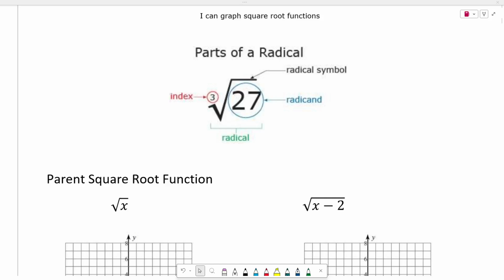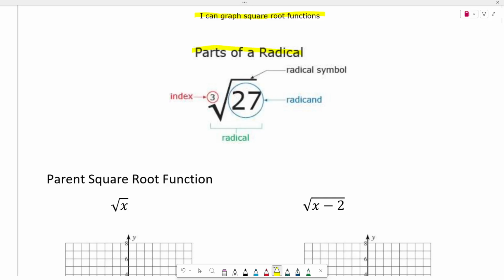Today we're going to start looking at square root functions. Let's start with our topic, which says I can graph square root functions. Before we talk about that, we're going to first talk about the parts of a radical and how things work here.